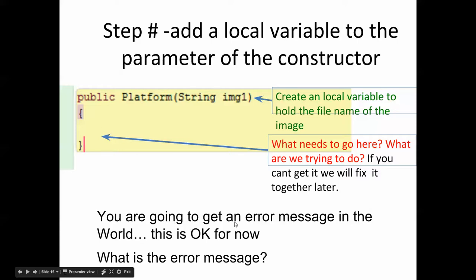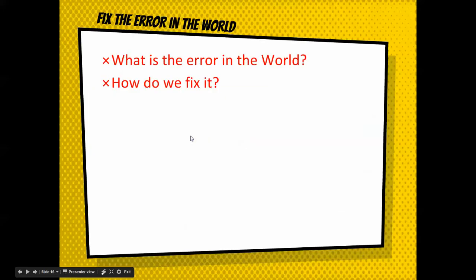Okay, so you're going to get an error message in the world. This is okay for now. And write down what is the error message you're getting. So if you put this code in the constructor of your platform, this is good. But now you're going to get a problem in the code for the world. So what error are we getting? Okay, write this down. What is the error in the world and how do we fix it?